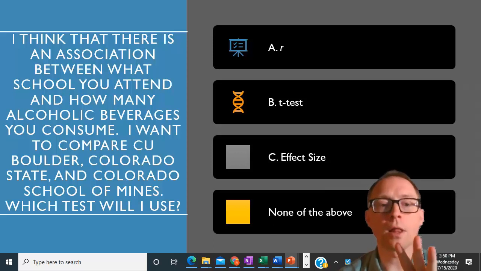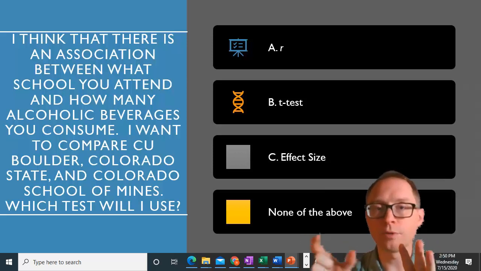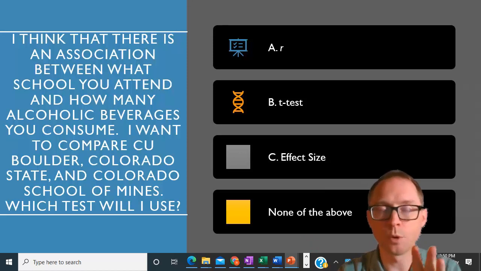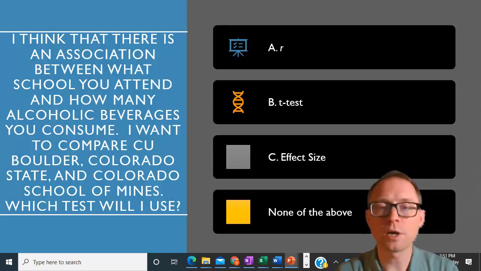And how many alcoholic beverages you consume, that's a number, right? So 0 means 0, and the difference between each is more or less, right? So we know that that's continuous. So automatically we know we cannot use a Pearson's R. We can't use a Pearson's R because that's for continuous with continuous. We have categorical with continuous.